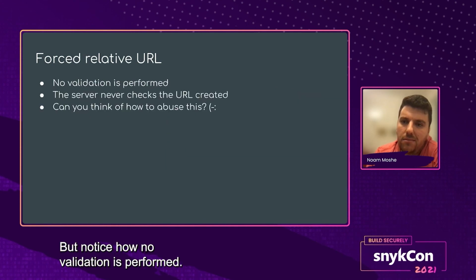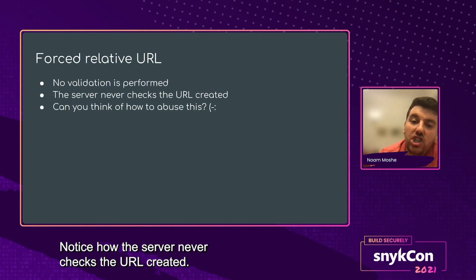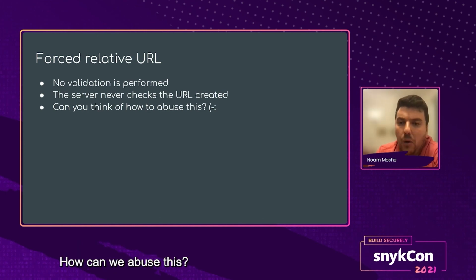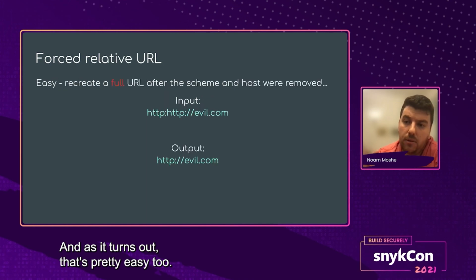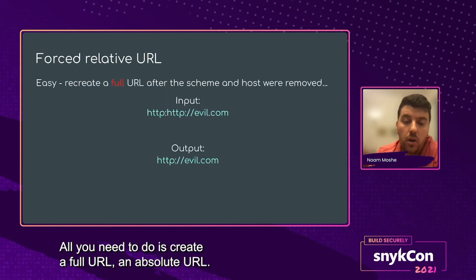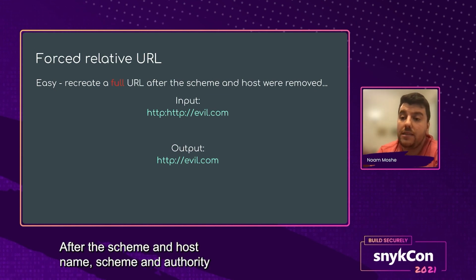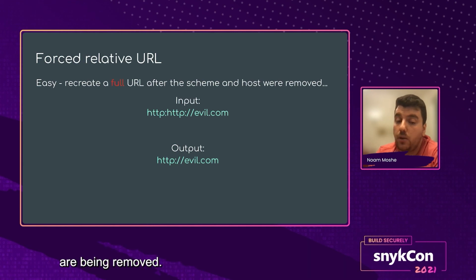But notice how no validation is performed. Notice how the server never checks the URL created. How can we abuse this? And as it turns out, that's pretty easy too. All you need to do is create a full, absolute URL, after which the scheme and the authority are being removed.